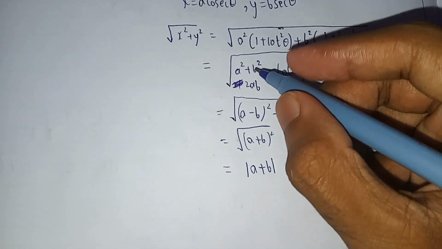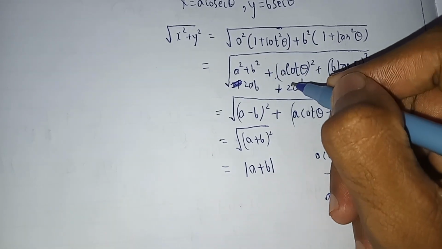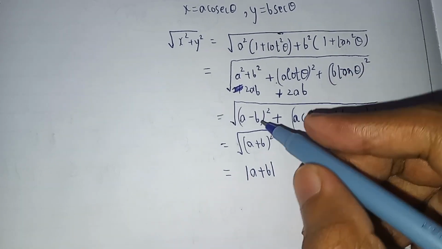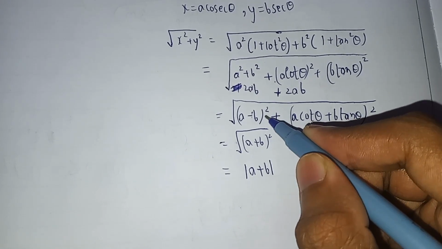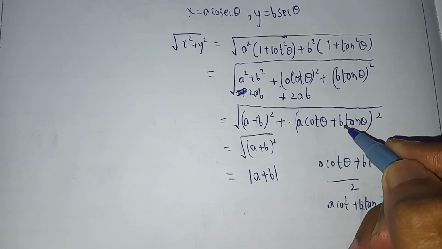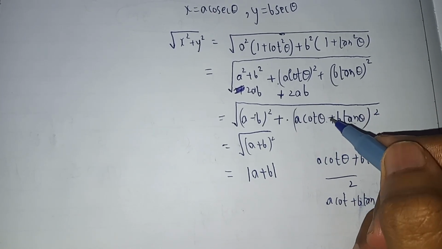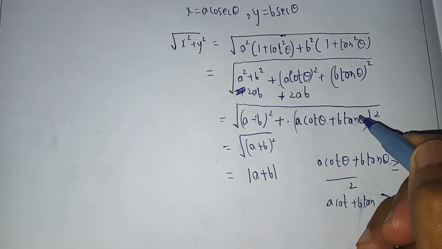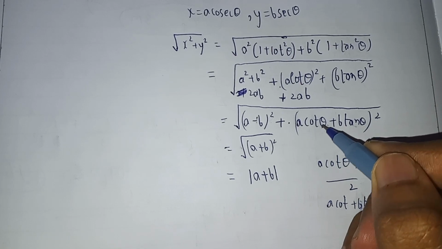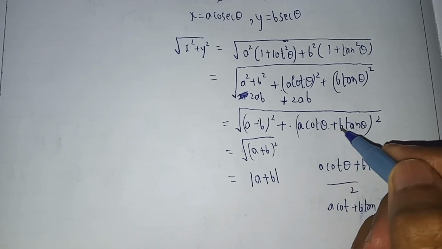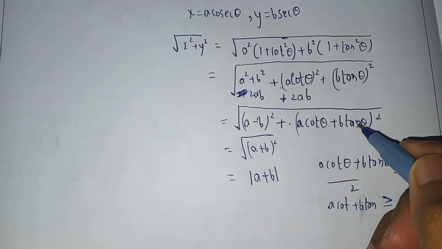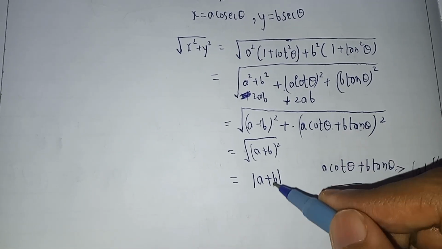In case you got here plus 2ab and here minus 2ab, in that case you would have here (a plus b) whole square plus (a cot theta minus b tan theta) whole square, and the a cot theta minus b tan theta would be 0 because there exists such theta such that a cot theta equals b tan theta. So anyways our answer would come mod (a plus b).